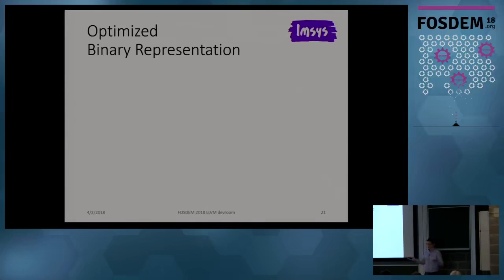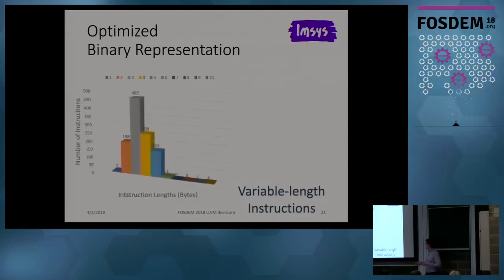But we have a lot of instructions in ISA-L. So to reach our goal, we must have variable length instructions. The length of our instructions varies between 1 and 10 bytes, and here you can see the distribution. So most of them are 3 bytes long. The average is somewhere around 3.4 bytes.